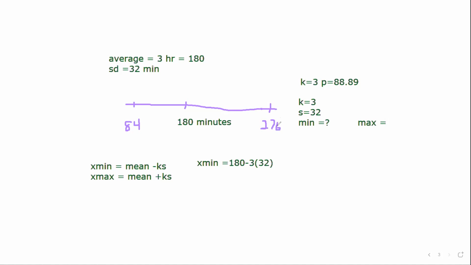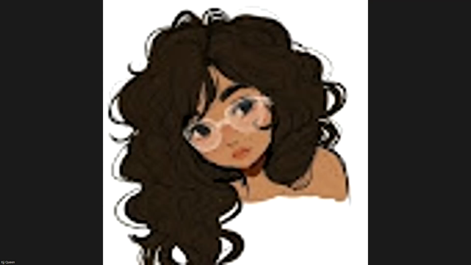Okay, so I could say that 88.89% of my data fall between what 2 numbers? 84 minutes and 276 minutes. Yeah, that's how you got that. Does that make a little sense? Yeah, I'm getting it. This one is probably the hardest concept in the section to do.